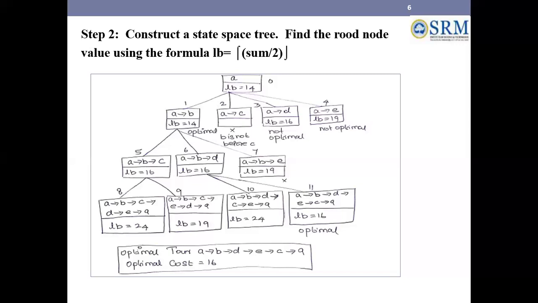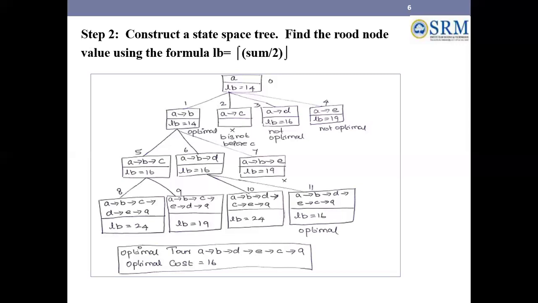So 14 is less than 16 and 19. So node 3 and 4 is not optimal. Node 1 is optimal. So that is called bounding. So we are removing node 2, 3, 4 from the solution space. So node 1 is selected for exploring to the next level because it is optimal at first level. It has minimum value LB.